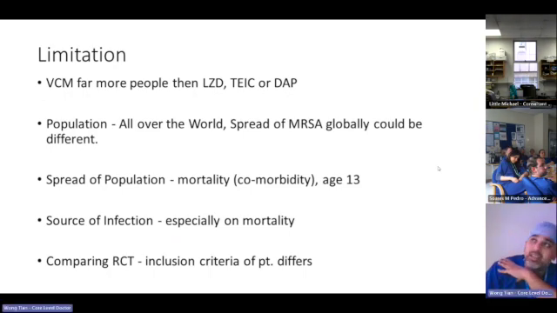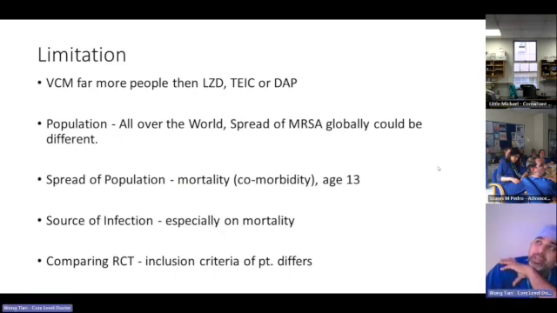So the limitations of this study. So vancomycin, there were far more people than linezolid, teicoplanin, or daptomycin. So is it really comparable? Was my question that I asked myself. The population as well, they use all over the world. So, you know, the type of strain that we're targeting, is it going to be the same everywhere around the world? Was my question that I was asking myself as well.